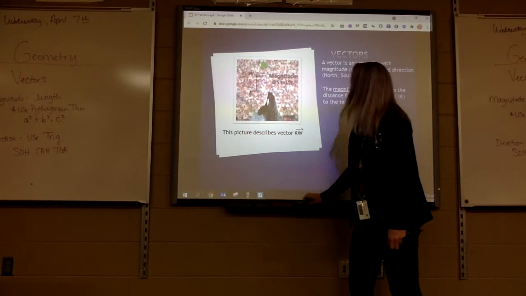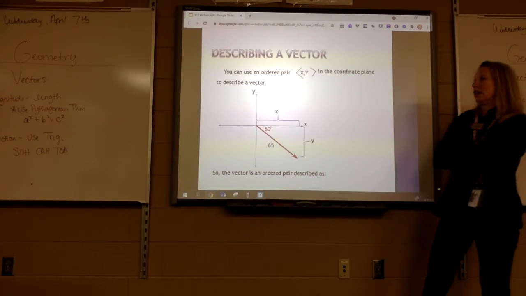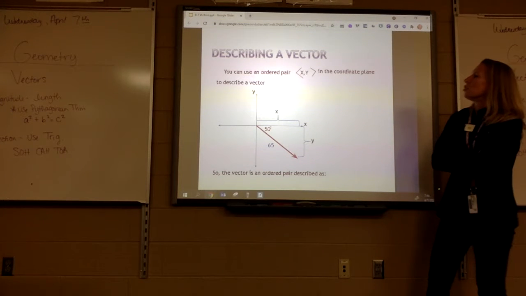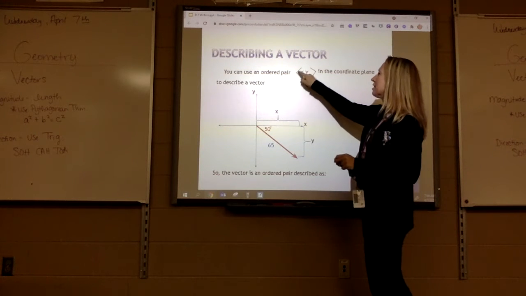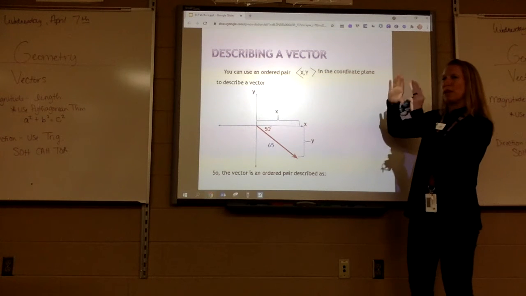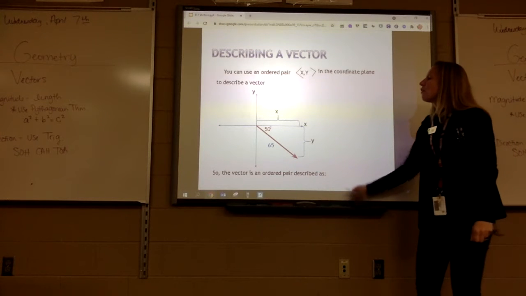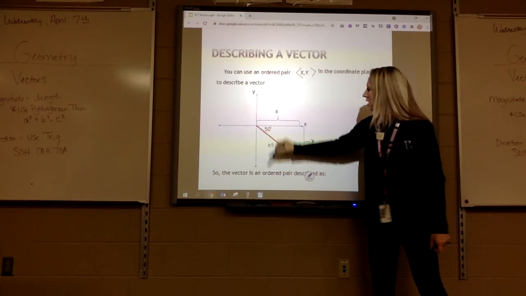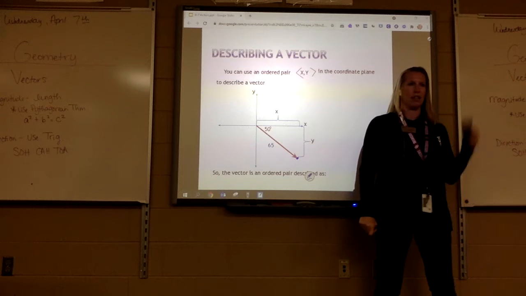All right. So, describing a vector. I'm going to do an example, and then we'll do some on your worksheet. So you can use an ordered pair in the coordinate plane to describe a vector, but we have pointy parentheses. I had to create these. I know it looks terrible on the computer, but it's pointy parentheses because it's a length. So for example, I have to figure out how far over and how far down I go to get to that final point right there, and that would be my vector.